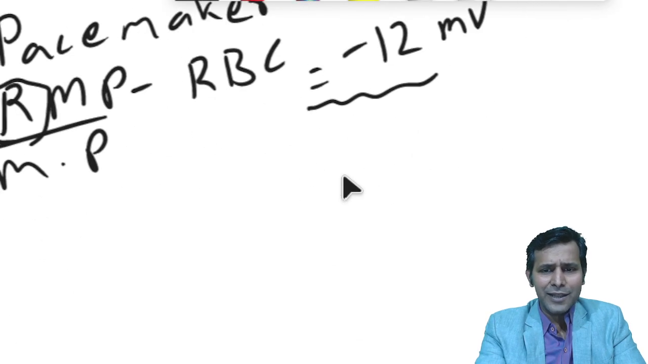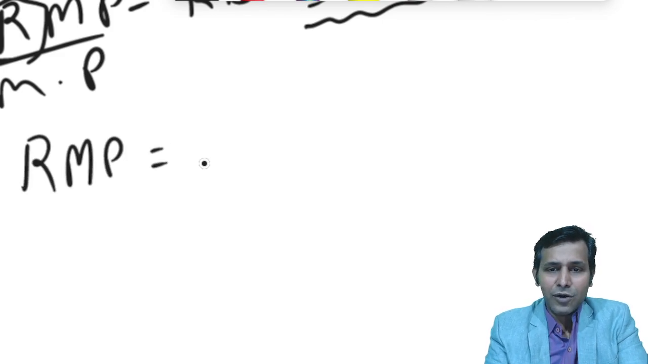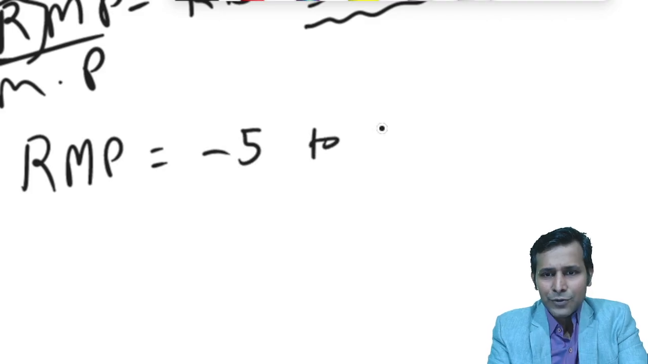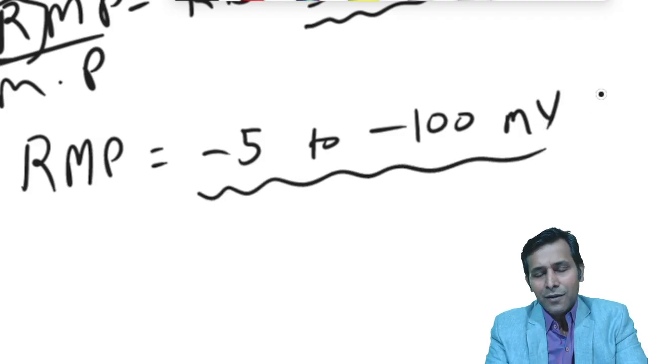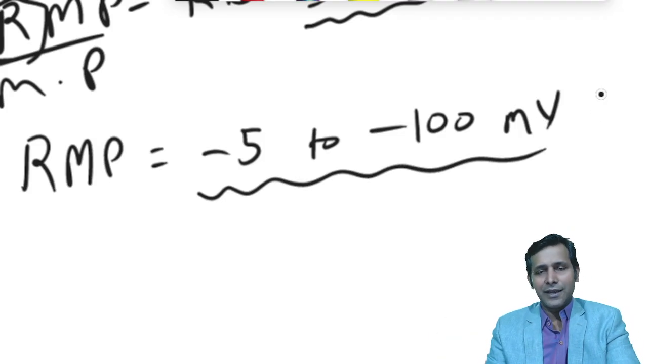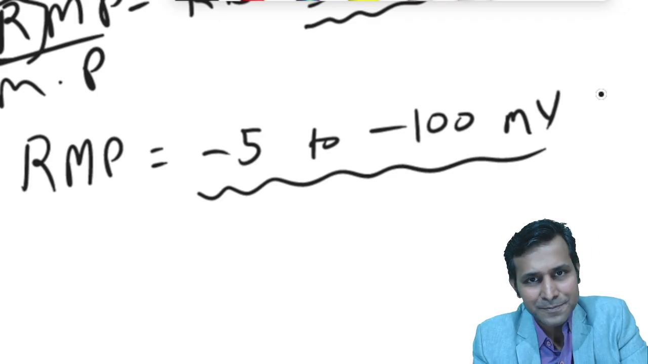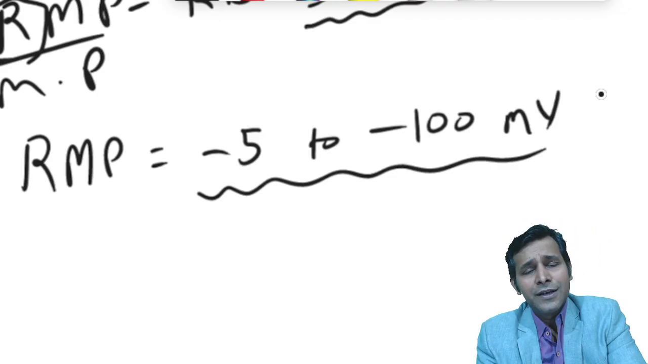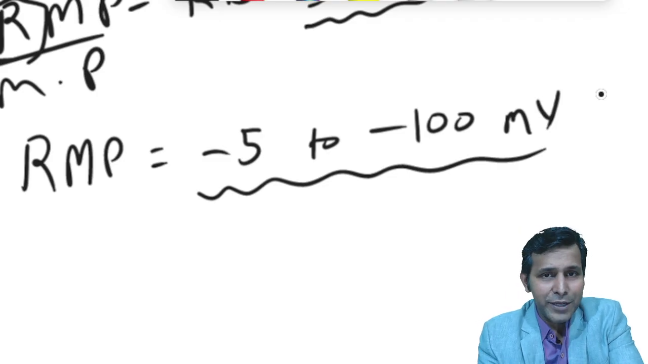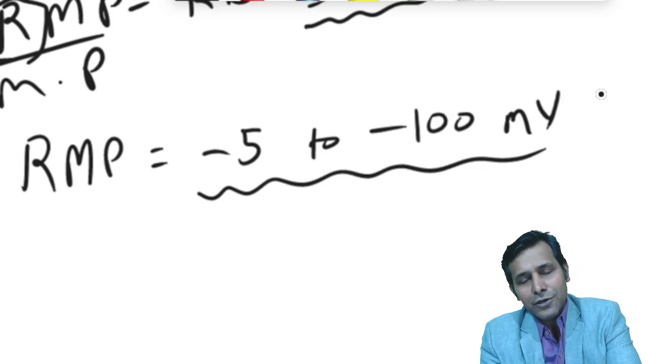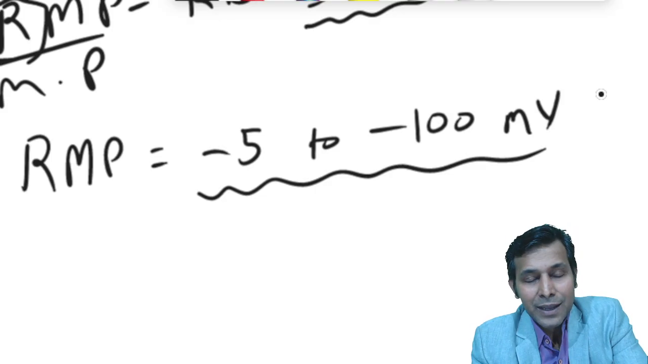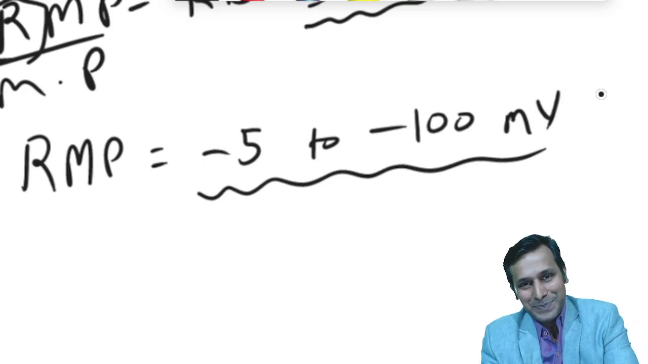So we can generalize and make a statement that RMP in the human body has a range from minus 5 to minus 100 millivolts. Just to give an idea, we have a range of cells and every cell has different RMP values. So we can have a range of RMP in our body which can range from minus 5 to minus 100 millivolts depending upon the cell type and the environment surrounding the cell.